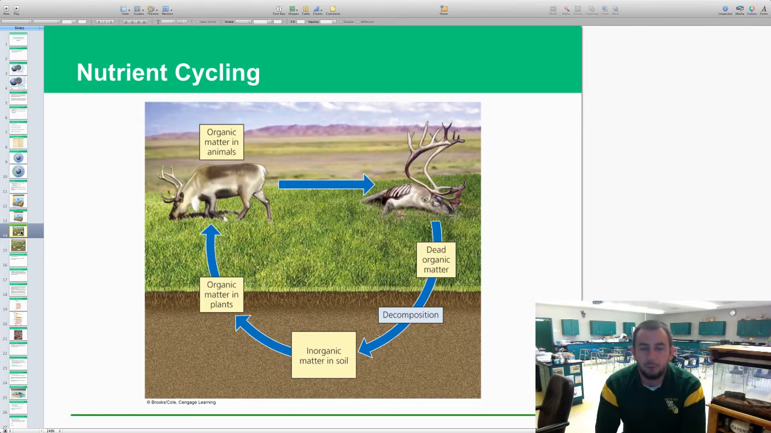Nutrient cycling is something we'll go over really in depth. This is one that a lot of you always struggle with, so we'll definitely cover this in depth this semester.